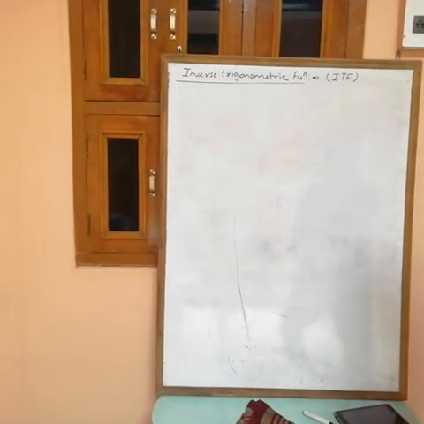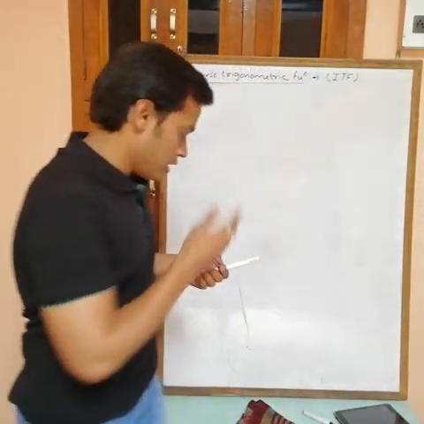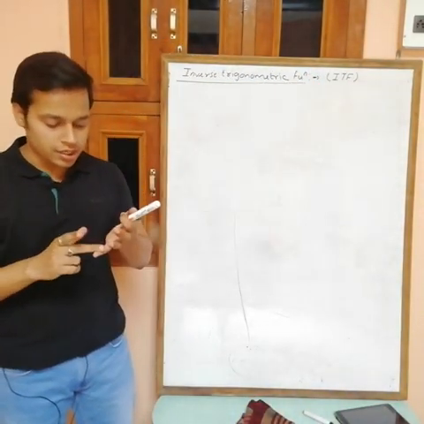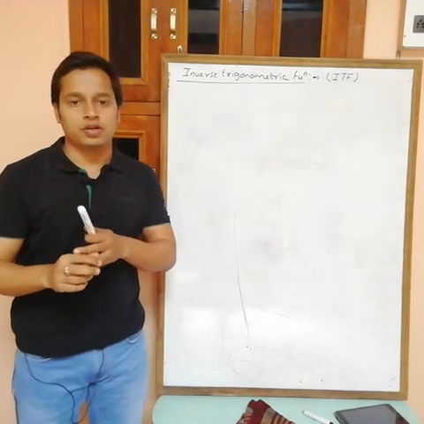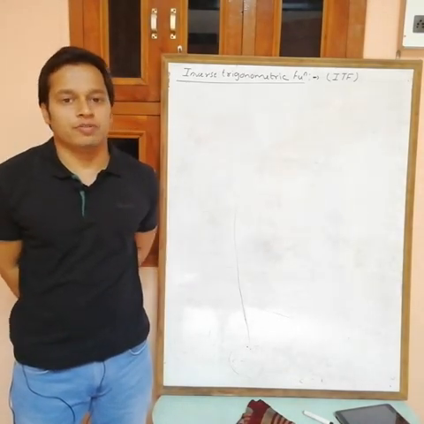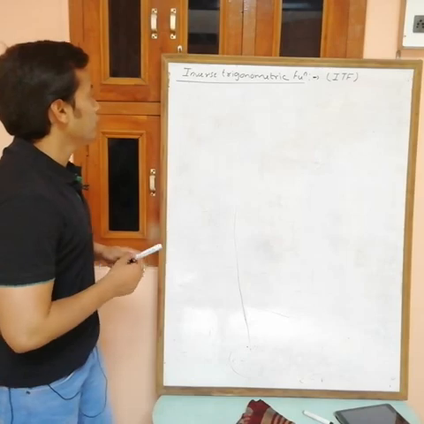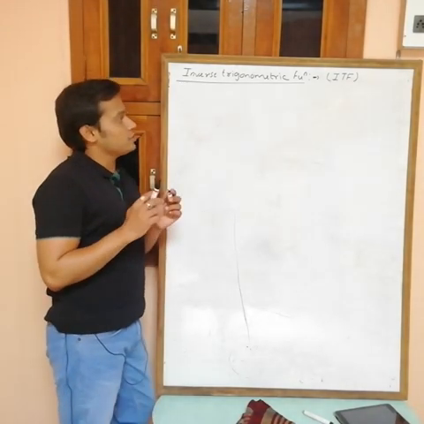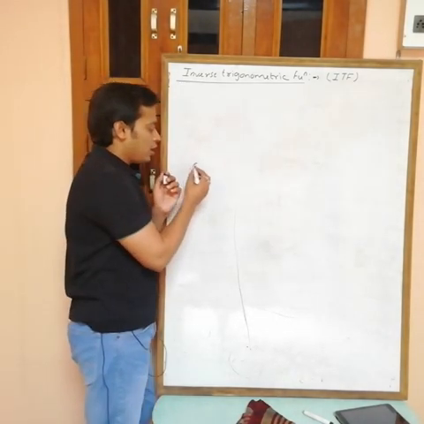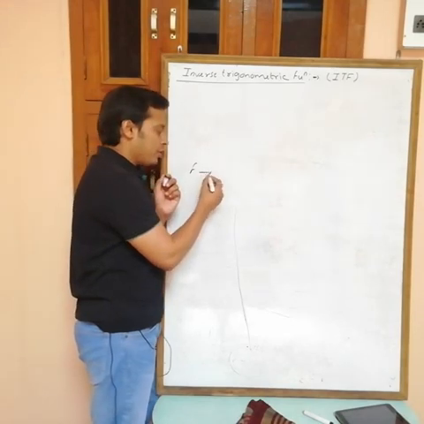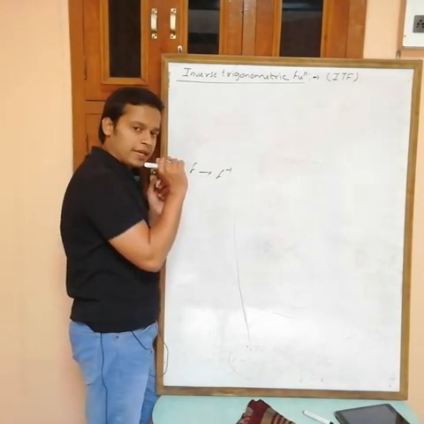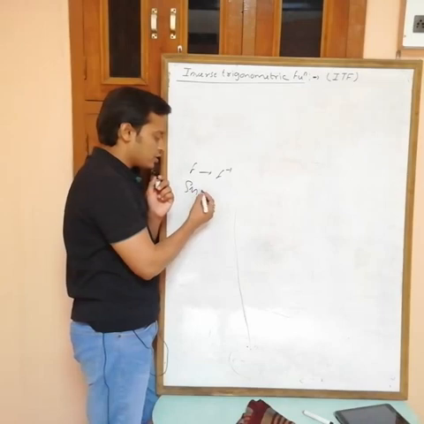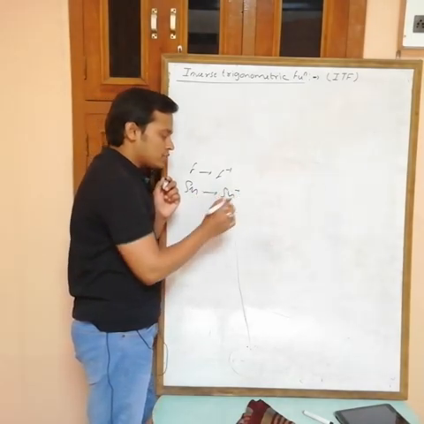Okay, and next topic, inverse trigonometric function idea. We have 6 trigonometric functions: sine, cos, tan, cot, sec, cosec. So we have 6 inverse trigonometric functions: sine inverse, cos inverse, tan inverse, cot inverse, sec inverse, cosec inverse. Now see, for any function f, the inverse is expressed as f inverse. Similarly, for function sine, the inverse is written as sine inverse.